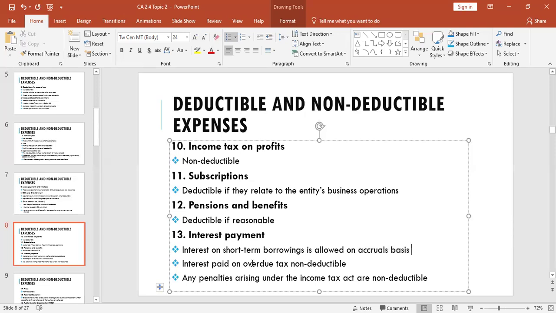Then interest paid on overdue tax is non-deductible. So if we take long to pay our tax liability, then we are charged interest by ZRA. Those are non-deductible for tax purposes. Then any penalties arising under the Income Tax Act are non-deductible. If we've got interest, as I've already said, it's non-deductible. But also if we've got penalties for whatever non-compliance that we've committed towards ZRA, those are also non-deductible.